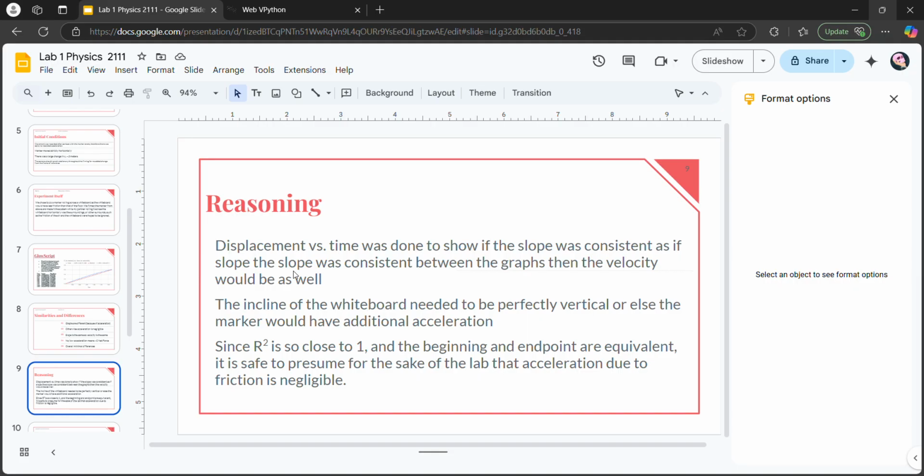Reasoning: displacement versus time was done to show that if the slope of this was consistent, then the velocity would be consistent as well, since the velocity is the slope of displacement versus time. The incline on the whiteboard needed to be perfectly horizontal, or else the marker would have an additional acceleration. And since r-squared is so close to 1, and the beginning and the endpoints are equivalent, it is safe to presume for the sake of the lab that acceleration due to friction is negligible.